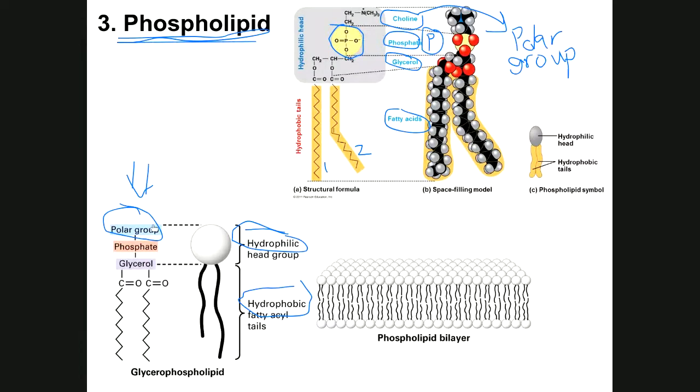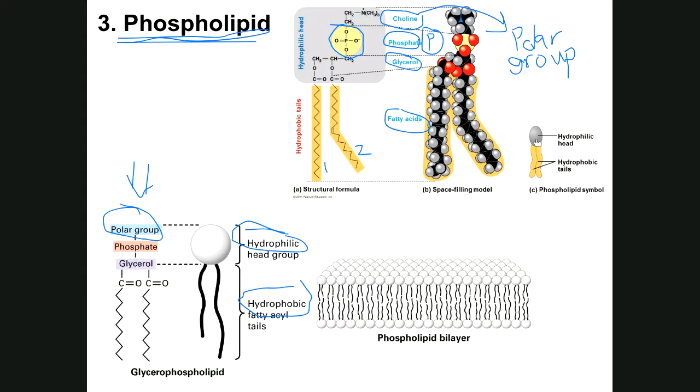So again, I may ask you, what are the smaller molecules that form a phospholipid? You would simply tell me one molecule of glycerol plus two fatty acids plus a phosphate group plus a polar group. So this is one way of drawing it out. This is an uglier way of drawing it out. And then this way, some people call it a ball, or a head and tails.